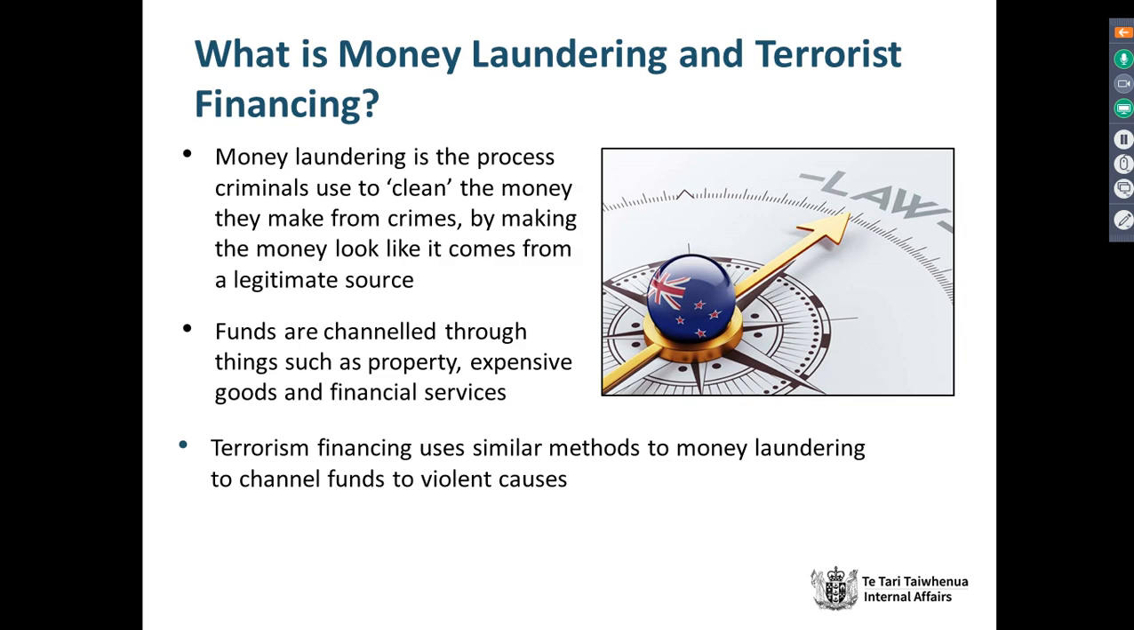So quick money laundering 101, well, it's the process to clean criminal money and make it look legitimate. We know that it's funded through property and expensive goods and services. It normally takes place in 3 stages: placement, layering and integration. We won't go into that other than to say that the evidence shows that the legal profession could be utilised in any one of those 3 stages.